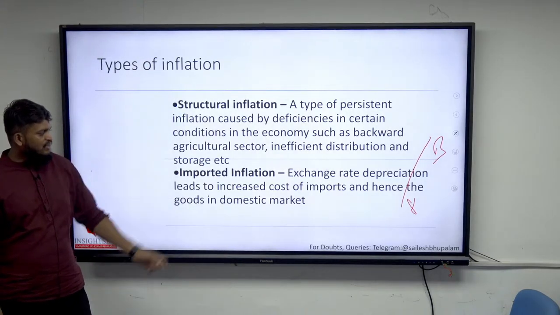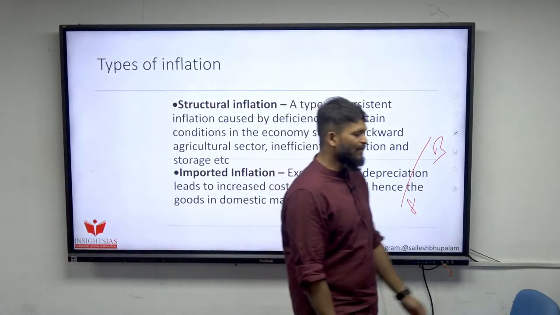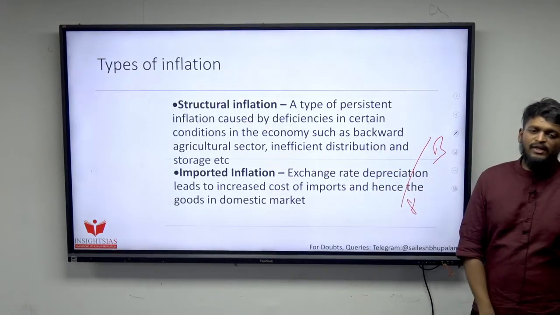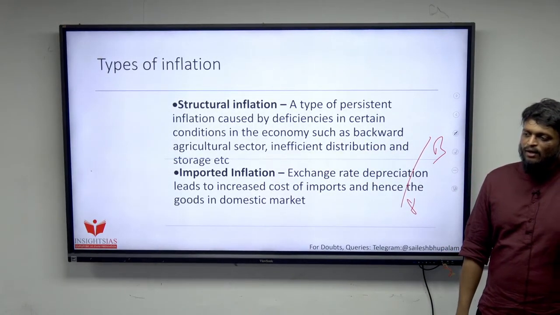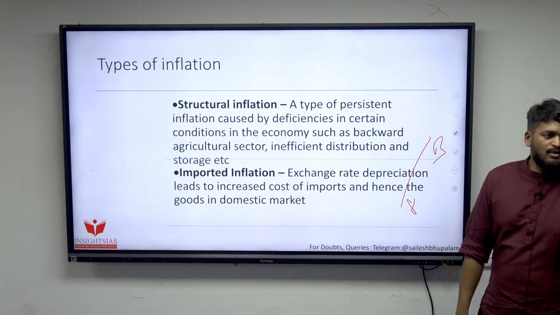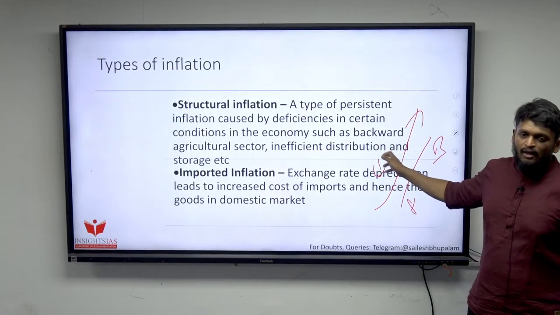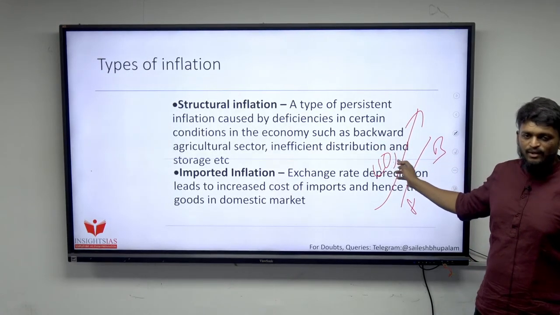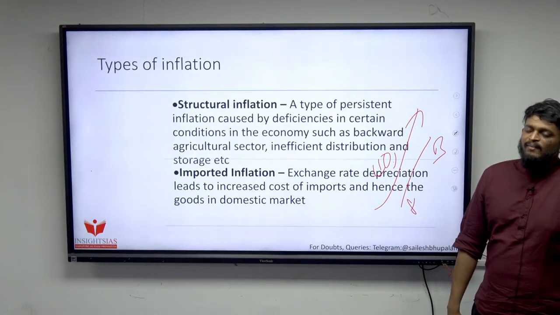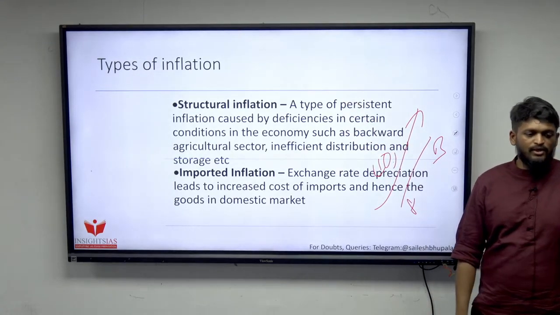Next is inefficient distribution storage. This also we just saw. If a distribution or logistics problem exists, that will create structural inflation. Imagine we don't have proper storage facilities, it is going to take a long time to distribute agricultural produce. Imagine we produce some fruits or vegetables and by the time we take it to some place, 30-40% of them have already gone bad. Then what is happening to the supply of fruits and vegetables? Supply is decreasing by 30-40%, demand is the same. What happens to prices? Prices are going to increase, that is structural inflation.